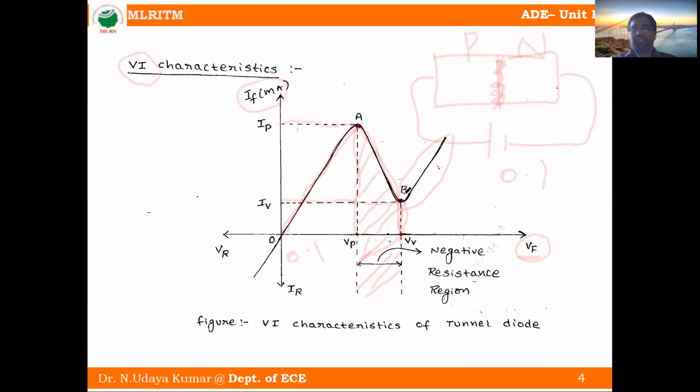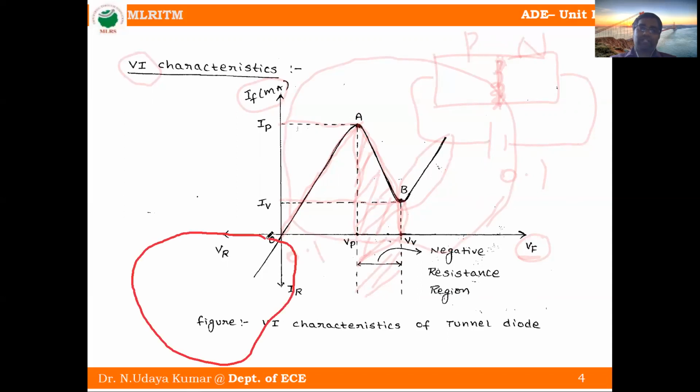Between A to B, or peak voltage to valley voltage, the tunnel diode exhibits negative resistance characteristics. You can observe the tunnel diode is operated in forward bias. See, this is in this quadrant, it is forward bias. If it is here, it is reverse bias. So now it is forward bias. Okay, and also we can explain with the energy band diagram.